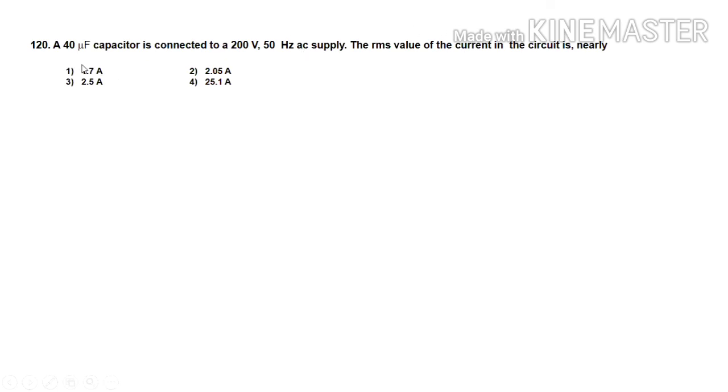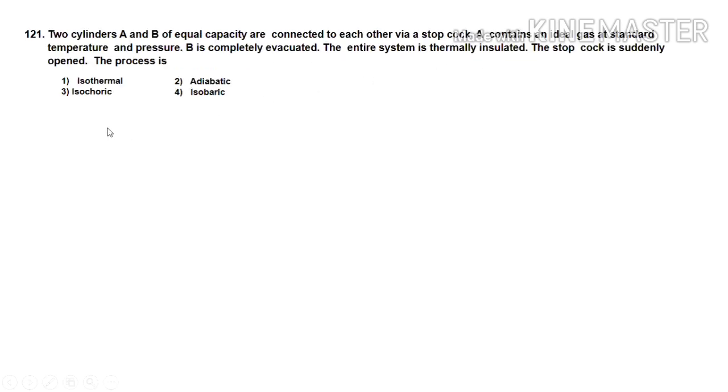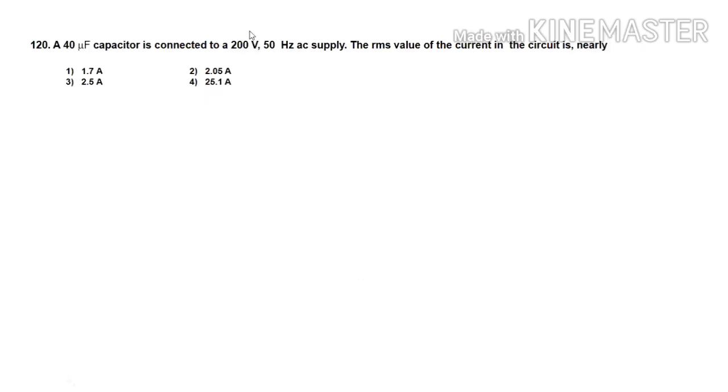Question number 120. They given it as a 40 microfarad capacitor connected to a 200 volt 50 hertz AC supply. The RMS value of current they are asking. I RMS will be equal to V RMS divided by XC. Why means, here they used a capacitor, that is the reason why. So V RMS is nothing but 200.